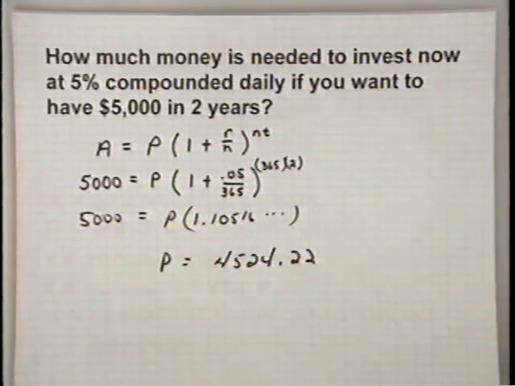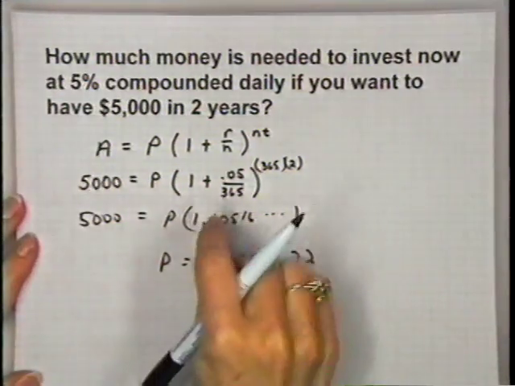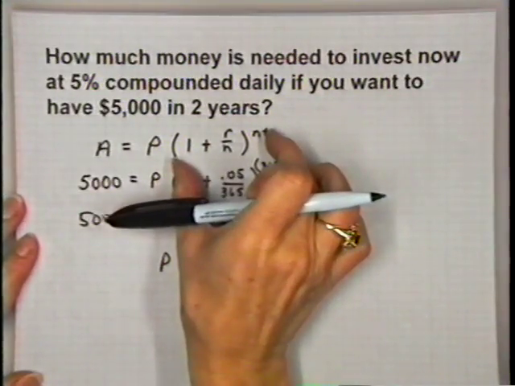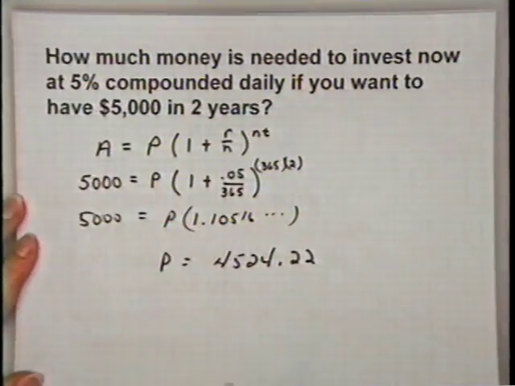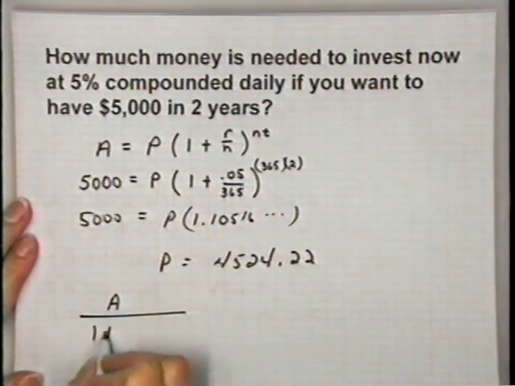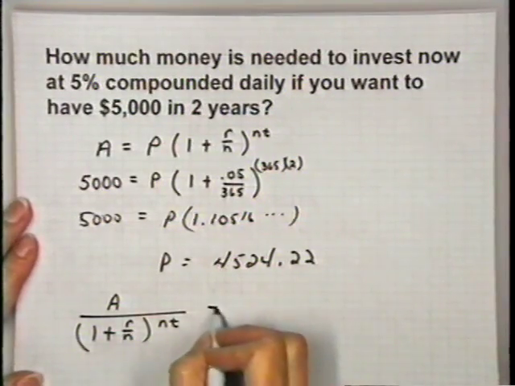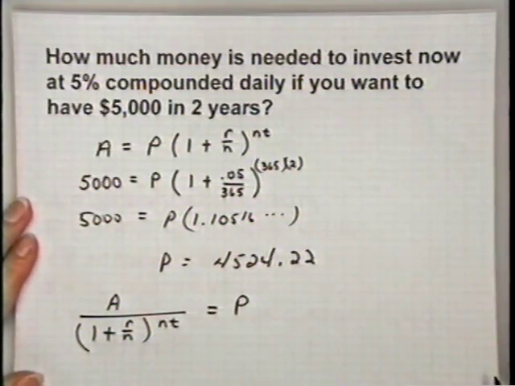Now, you might say, every time I want to do a present value problem, I don't want to have to do all this algebra. The thing that I want you to notice is that what we needed to do was to take this quantity and divide it over here. So in other words, we needed A divided by 1 plus R over N to the N times T power to solve for P, didn't we?